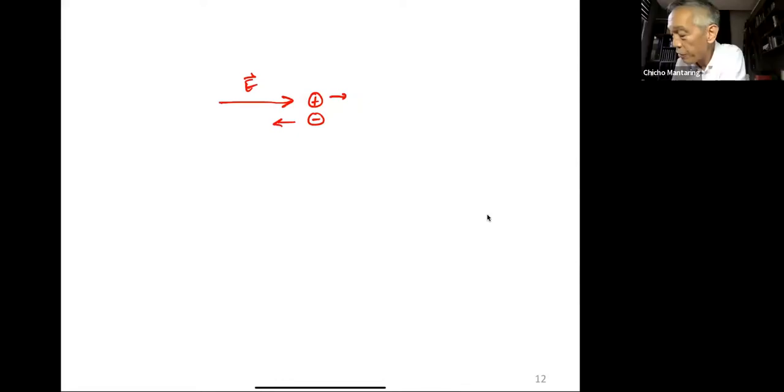Now, let's say this is a hole. And then here beside the hole, you have an electron. Now this electron is associated with this atom. So actually, you have two electrons here. These are all electrons.